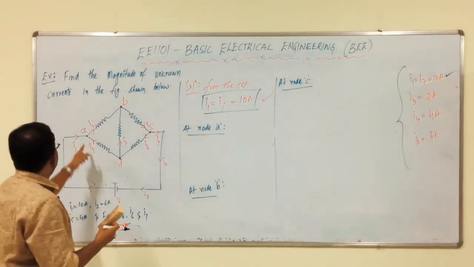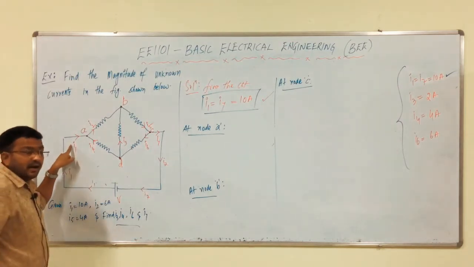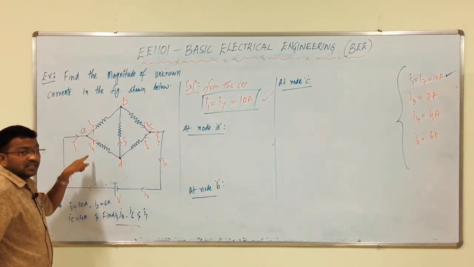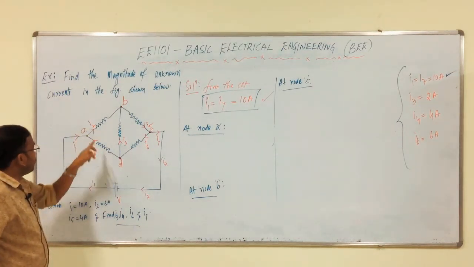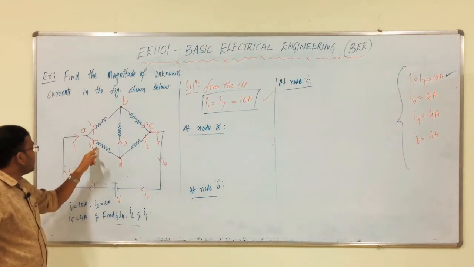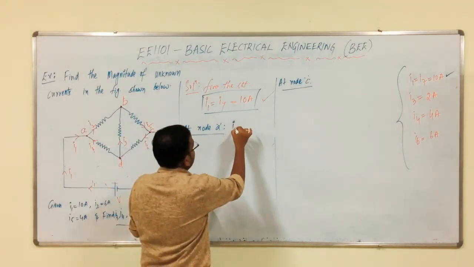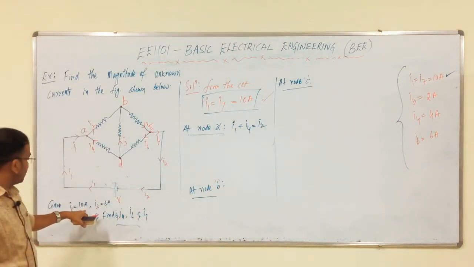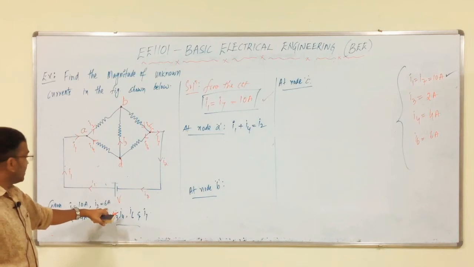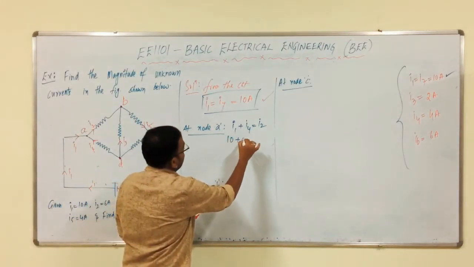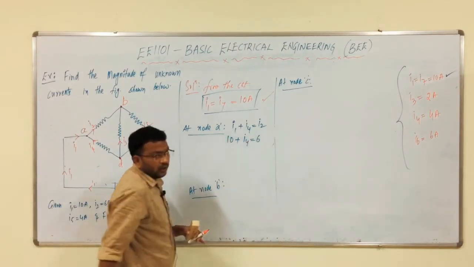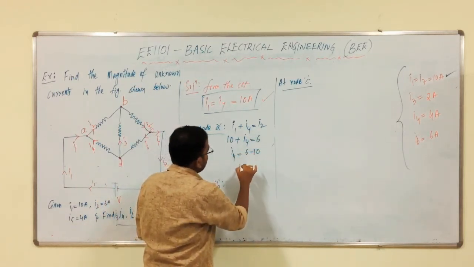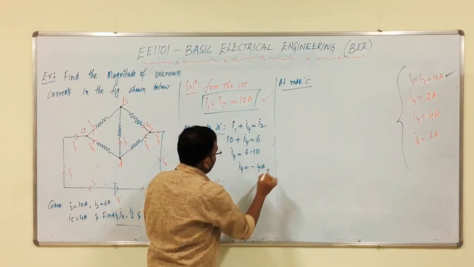Next, at node A, I1 is incoming current and I4 is incoming current, I2 is outgoing current. This changes, no? Previously we had I1 equals I2 plus I4, but in this case, I1 plus I4 equals I2. Given I1 is 10 amps and I2 is 6 amps: 10, I4 we do not know, equals 6. So, I4 is equal to what? 6 minus 10, which is minus 4 amps.